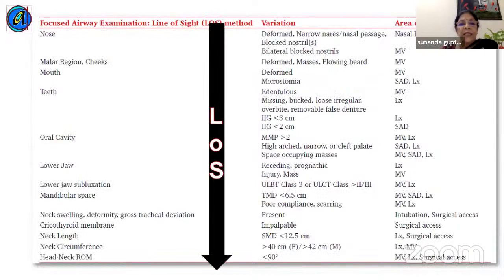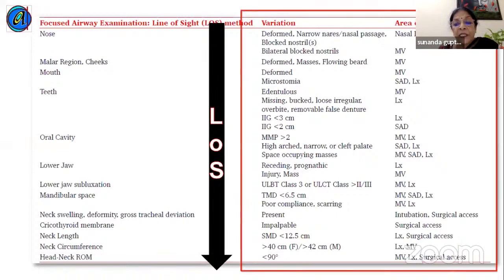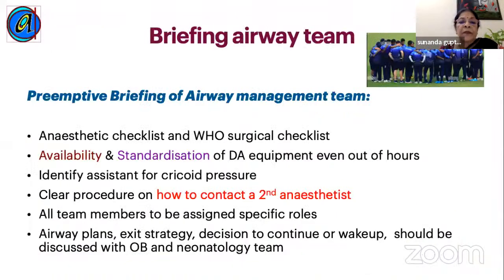So what is this line of sight? This line of sight method means you do not miss out any part of the upper airway, right from the nose to the head and neck range of movement. For example, if you look at the head and neck range of movement and the variation is less than 90 degrees, you will have problems with mask ventilation, laryngoscopy, and surgical access. So this is a very concise table which tells us about the difficulties we could encounter.